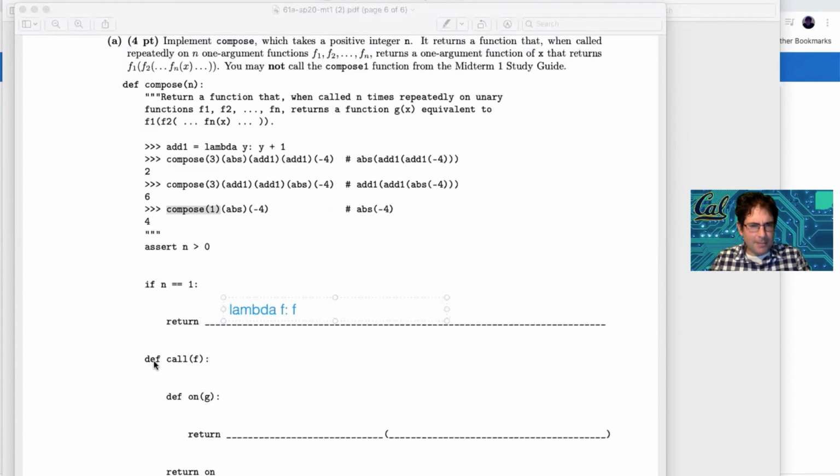What happens when n is not 1? Well, then we're going to take in some f, and we're going to take in some g, and we're going to at some point call f of g on something. But I'm not sure we know in advance what we're calling f of g on. So let's give it a name.